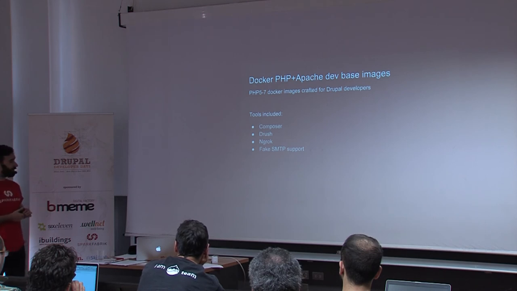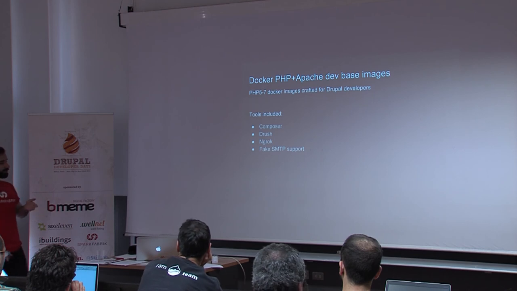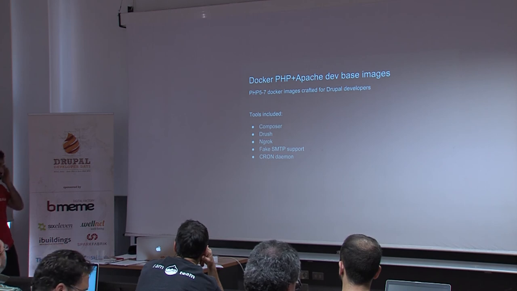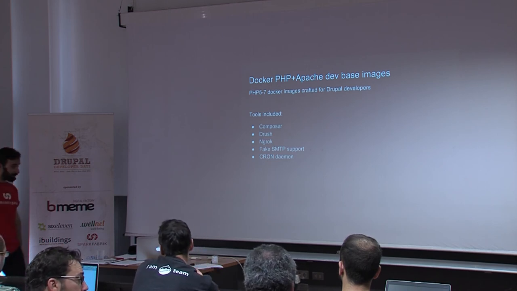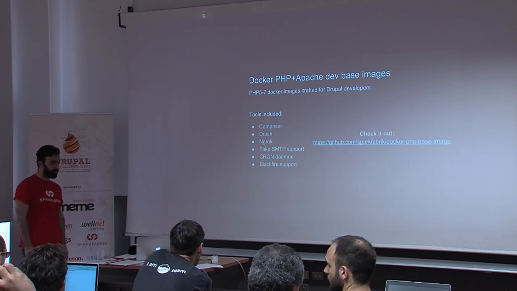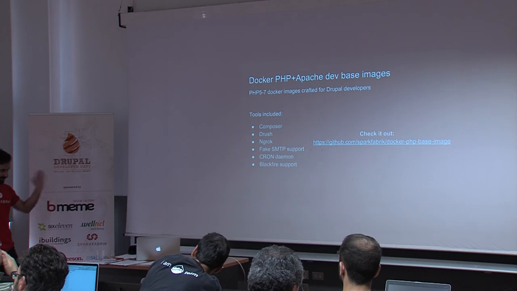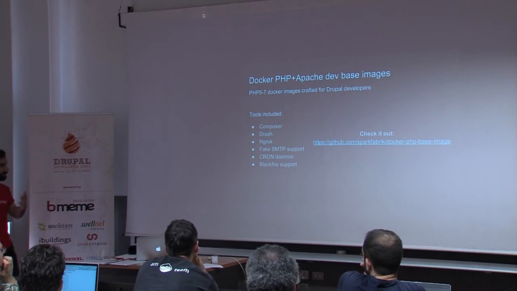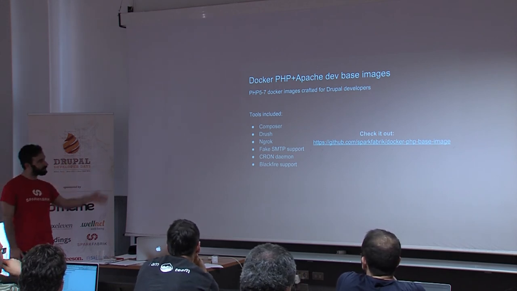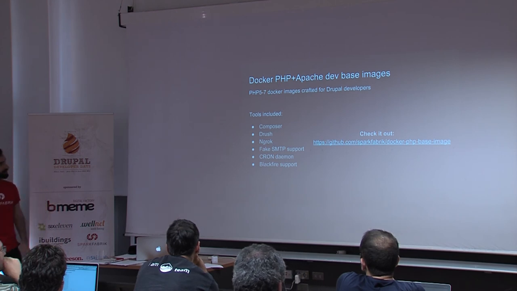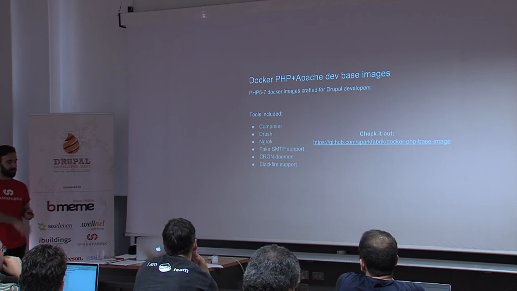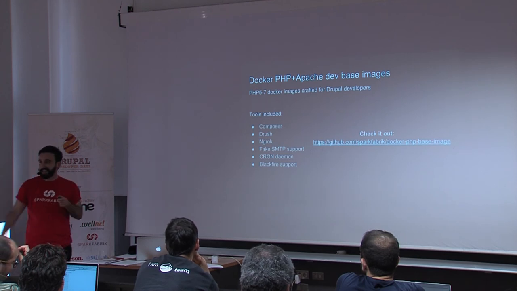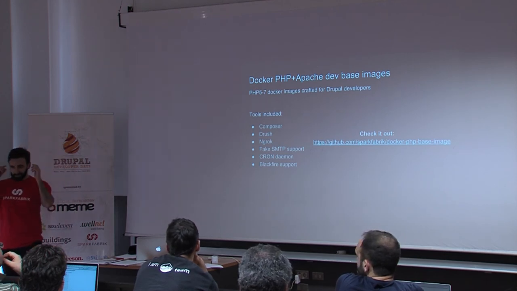There is bundled fake SMTP support with Mailhog, but you can switch to Mailcatcher. And we have a fully functional cron daemon running, and of course Blackfire support. I suggest you use Blackfire on a daily basis, because it's quite important to profile your PHP and Drupal application. You can check it out on our GitHub account, on docker-php-base-image. If you try it, please leave some feedback. Okay, two minutes, but this is the end. Thanks for the attention. If you have some questions, I'm here.